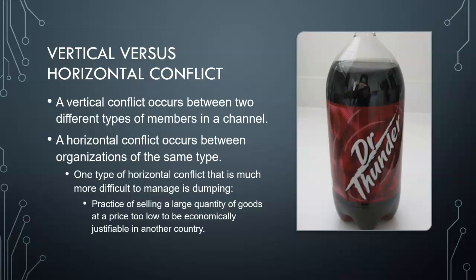One type of horizontal conflict that is much more difficult to manage is dumping, the practice of selling a large quantity of goods at a price too low to be economically justifiable in another country.